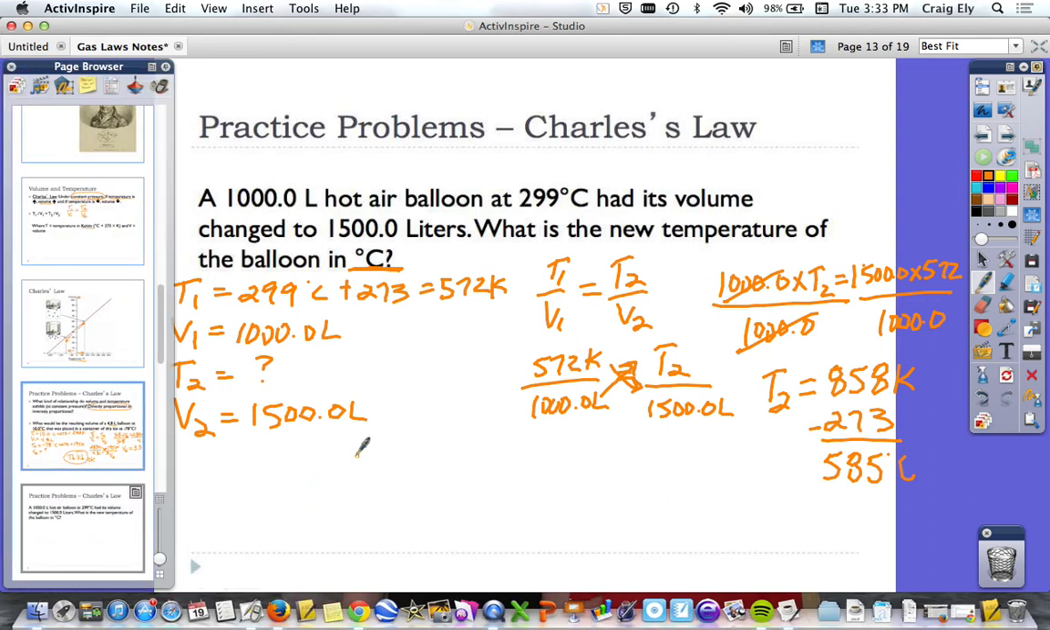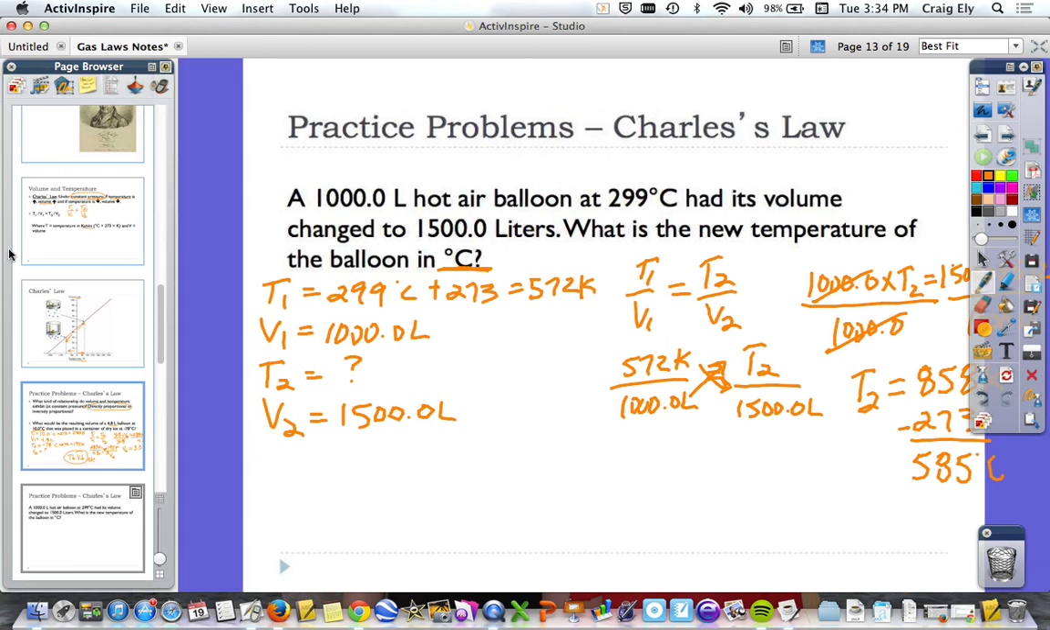Remember, if our volume is 1,000 and we go to 1,500, our volume has gone up. Therefore, my temperature should go up. So I went from 572 to 585. They both went up, so we're in good shape.